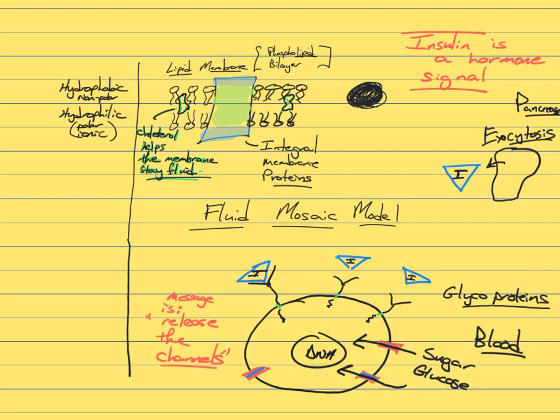When the blood sugar gets too low, the cells in the pancreas stop making insulin and start making glucagon. The glucagon's another message. Hey, get rid of the channels. Stop taking the sugar out of the blood. Yo, liver cells, release the glycogen. Break the glycogen down and release the sugar.